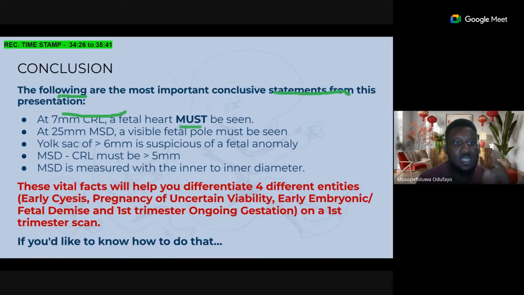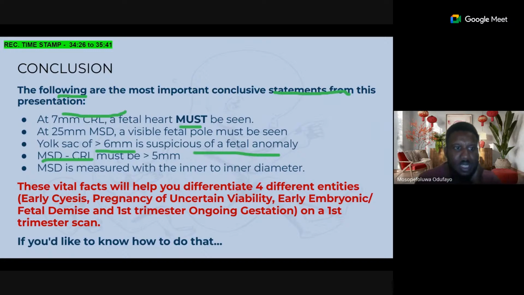At 25 millimeters mean sac diameter, a visible fetal pole must be seen. A yolk sac of greater than 6 mm is suspicious of a fetal anomaly. That's a very important statement. And then mean sac diameter minus CRL must always be greater than 5 millimeters. Always. MSD is measured in orthogonal dimensions, the 3 dimensions, longitudinal section, transverse section, and AP, in their inner to inner diameters.